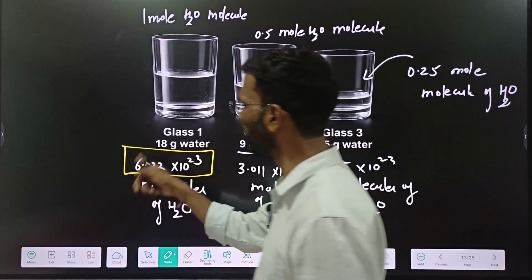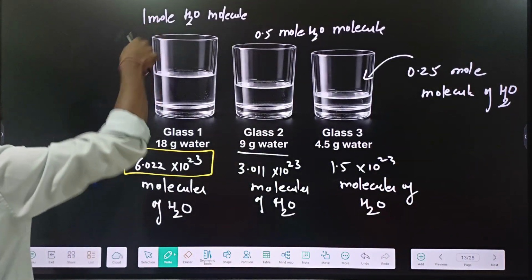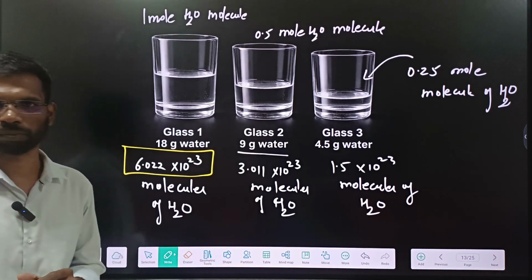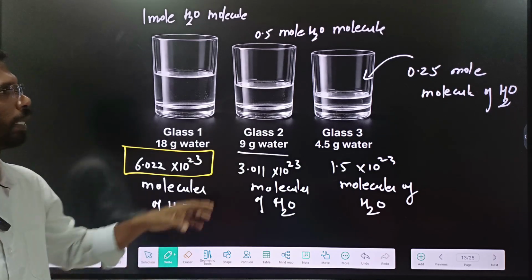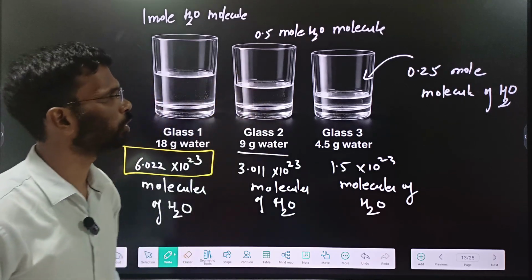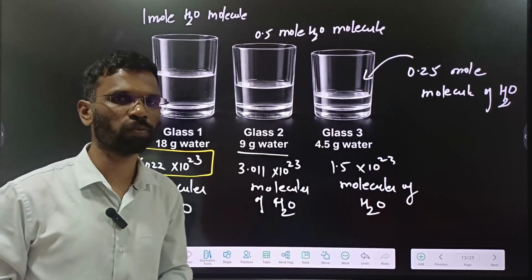Instead of saying this big number, you can also say there is 1 mole H2O molecule. Okay, there are 0.5 mole H2O molecule. This is 0.25 mole H2O molecule.